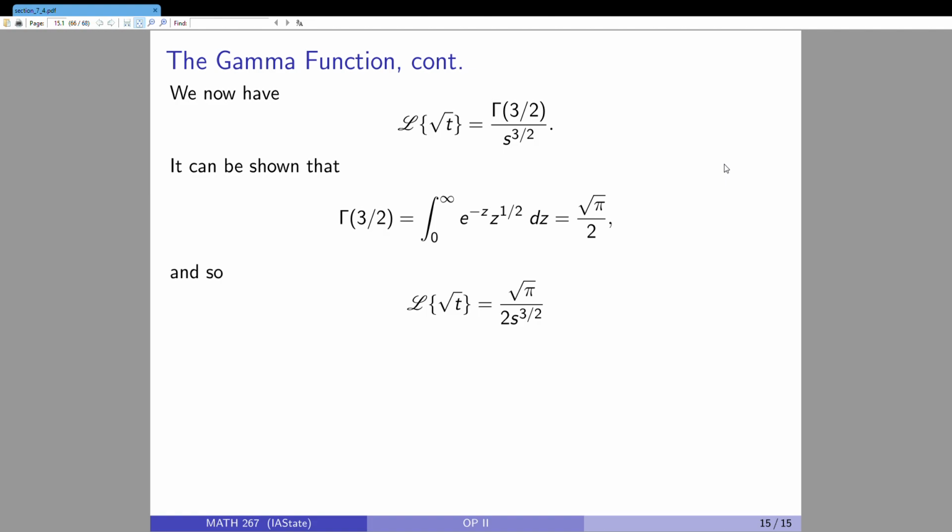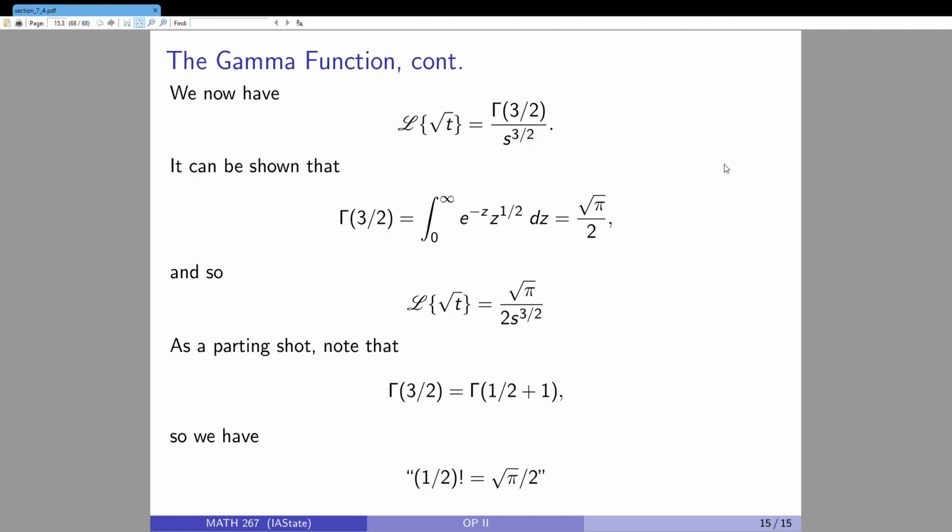But I do want to give you a parting shot. Gamma of 3/2 is gamma of 1/2 plus 1. So like I said, 1/2 factorial doesn't make any sense. Except that it does. So we can actually call 1/2 factorial something. We can actually give it a value, right? It's square root of pi all over 2, because why not? What other value could it possibly take?